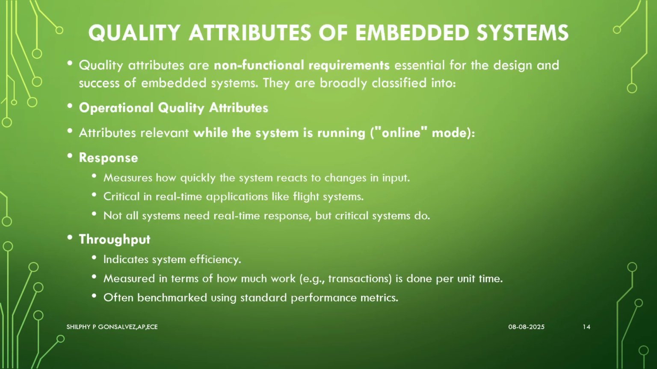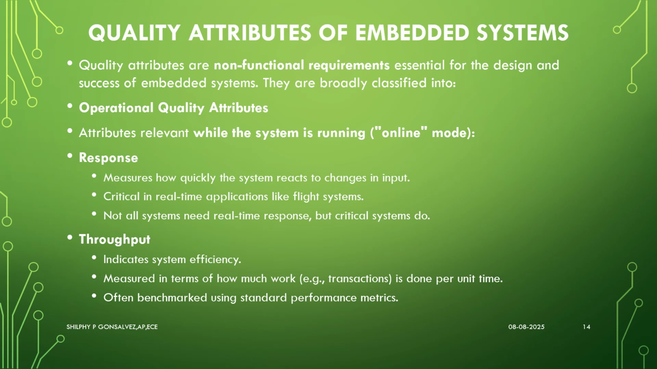What are the quality attributes of an embedded system? Quality attributes are non-functional requirements which are essential for the design and success of an embedded system, and they can be basically classified into operational quality attributes and non-operational quality attributes. So what is meant by operational quality attributes? What are the various operational quality attributes? Operational quality attributes are those attributes which are relevant while the system is running in online mode, like when the particular equipment is working.